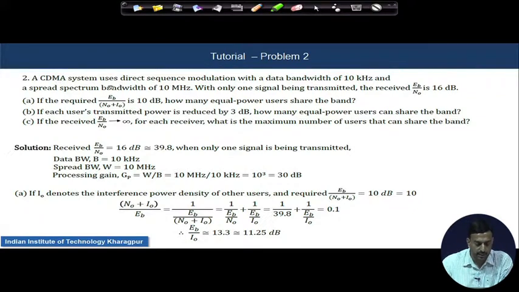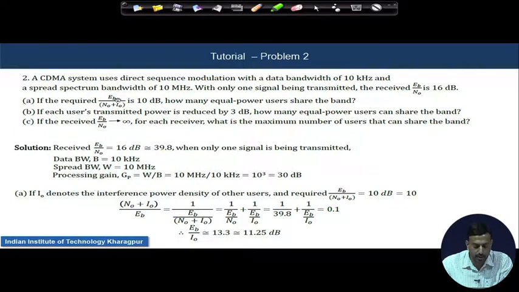So in the second problem, we have a CDMA system which uses direct sequence modulation. We have a data bandwidth of 10 kilohertz and a spread spectrum bandwidth of 10 megahertz. Now, if only one signal were to be transmitted, then we have Eb by N naught metric at the receiver, and that is specified to be 16 dB. However, since ours is a multi-user system, we now proceed to find out what happens if we have a requirement of multiple users and interference therein.